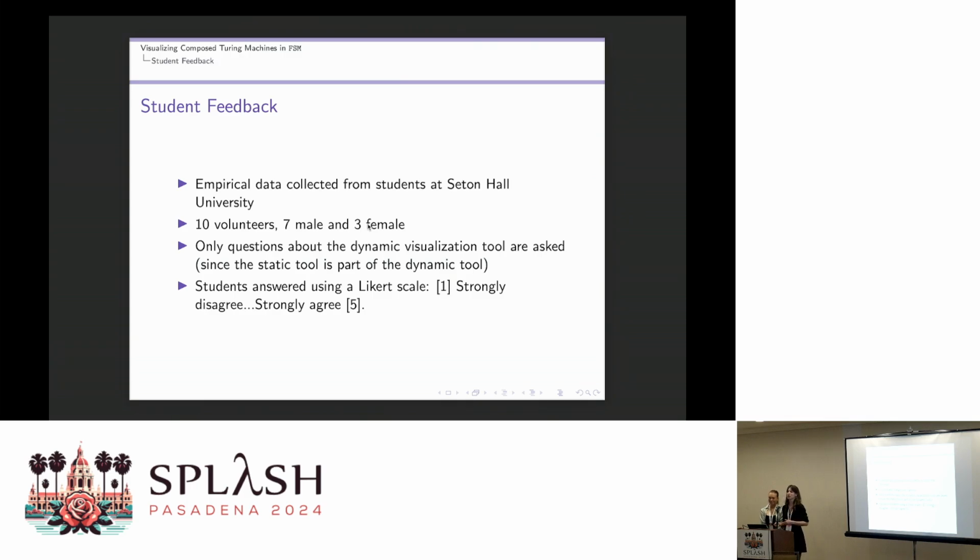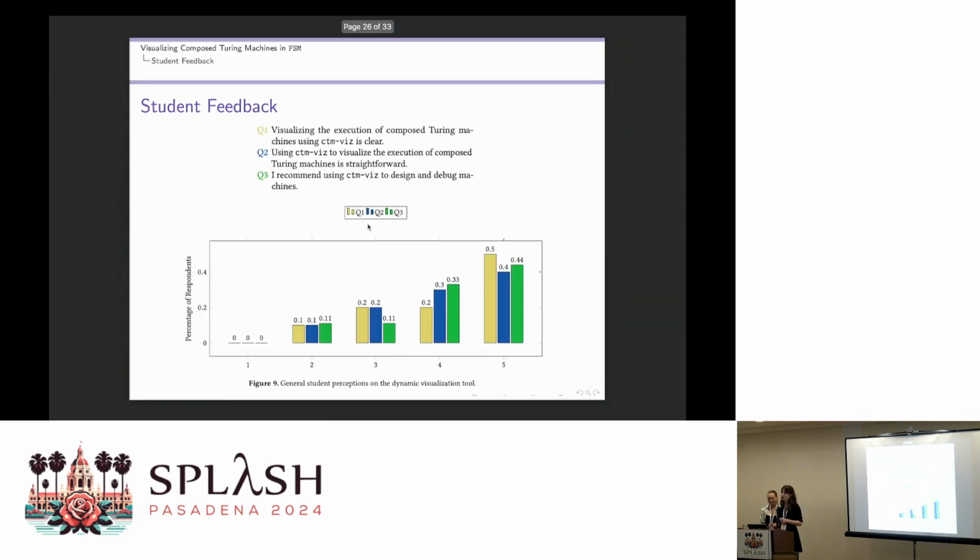So we asked them questions about the dynamic visualization only because it already contains the transition diagram, so we could gather feedback on both. And they answered on a Likert scale from 1, strongly disagree, to 5, strongly agree. So we asked them 2 kinds of questions. This first group of questions was assessing that low extraneous cognitive load.